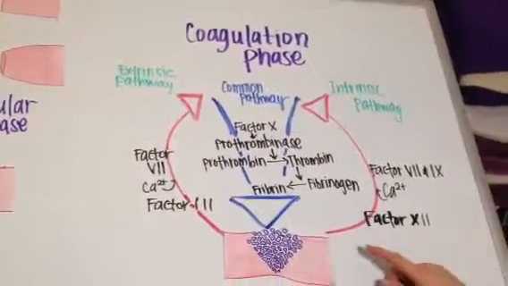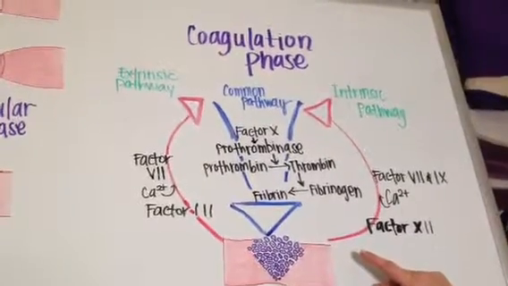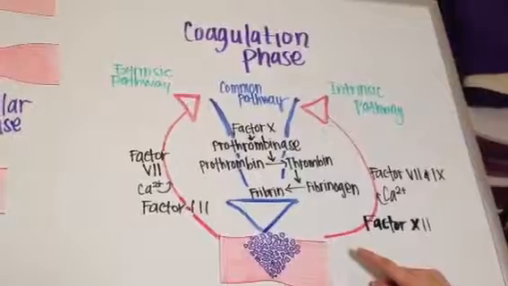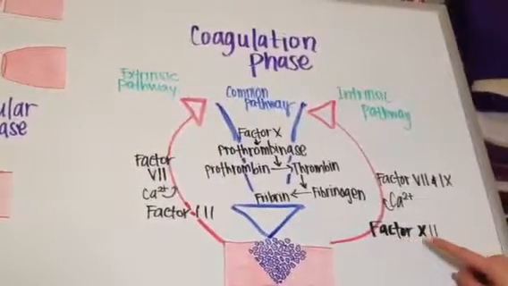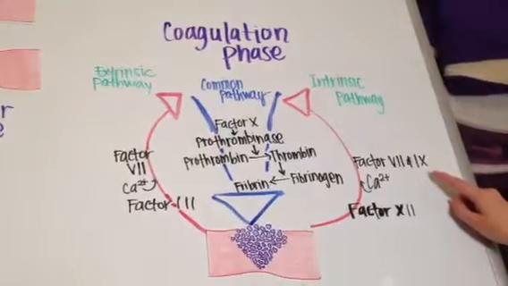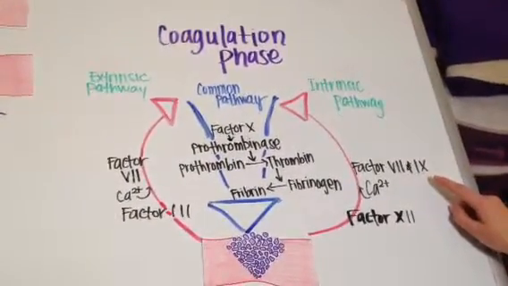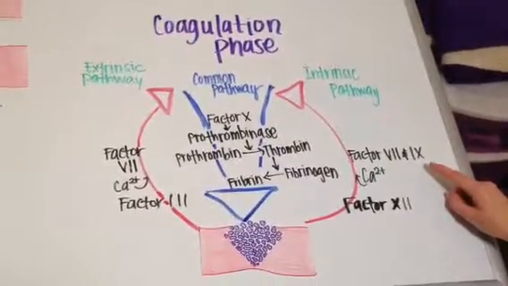Intrinsic pathway begins inside the bloodstream. Factor 12 is exposed to the collagen fibers at the injury site. Factor 8 and 9 combine to form an enzyme to activate factor 10 in the intrinsic pathway.